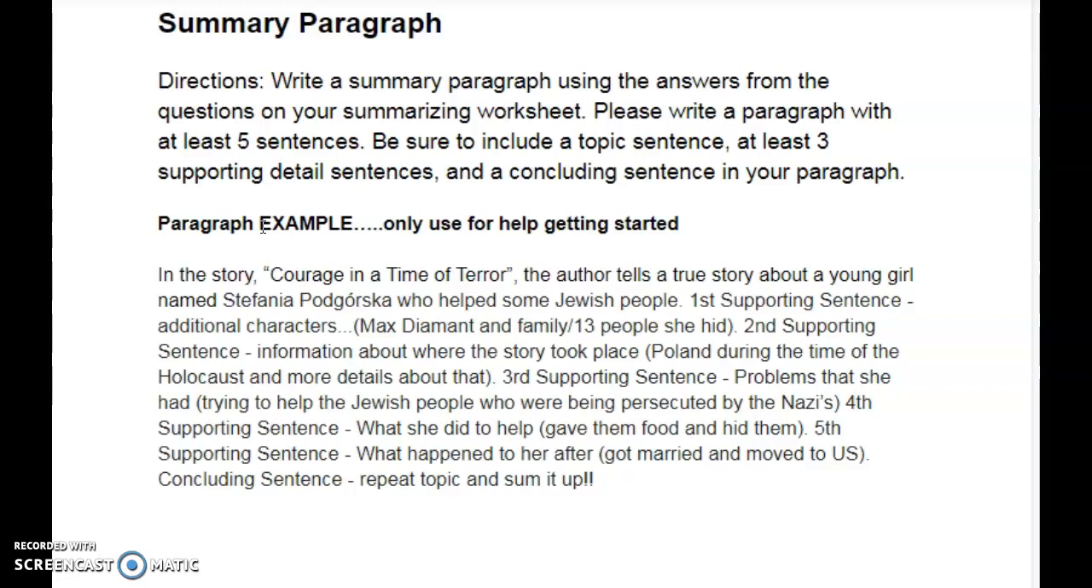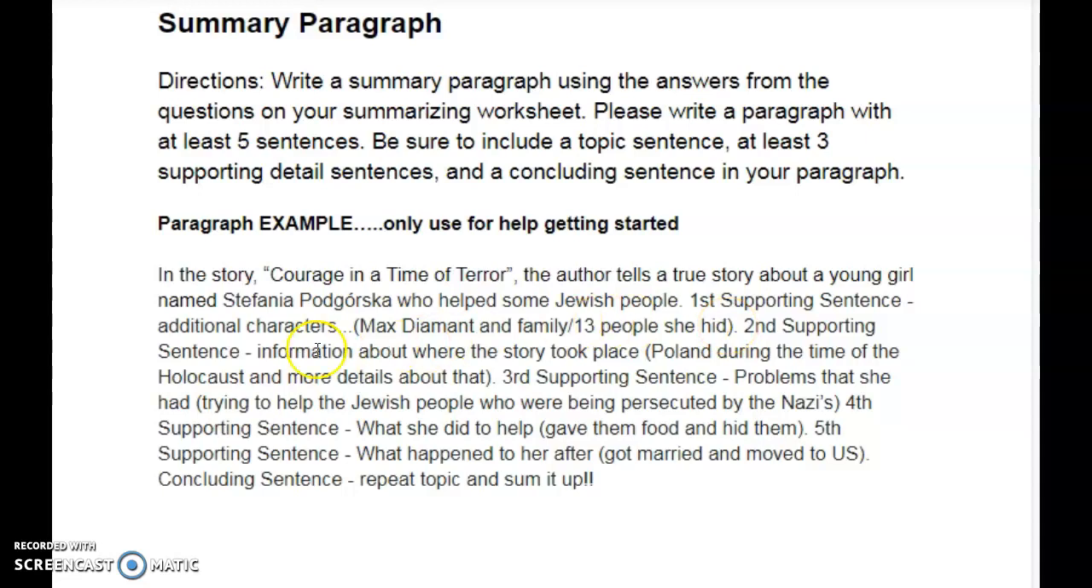This example paragraph that I have here for you is to only be used to help you get started. I have written a topic sentence for you. If you want to use my topic sentence, you may. I know sometimes those are hard to write, but you can also use a different topic sentence if you'd like. But as you start writing your supporting sentences and your concluding sentences, those are all going to be up to you, but I have put in some hints here for what you might want to use when you are writing your sentences.